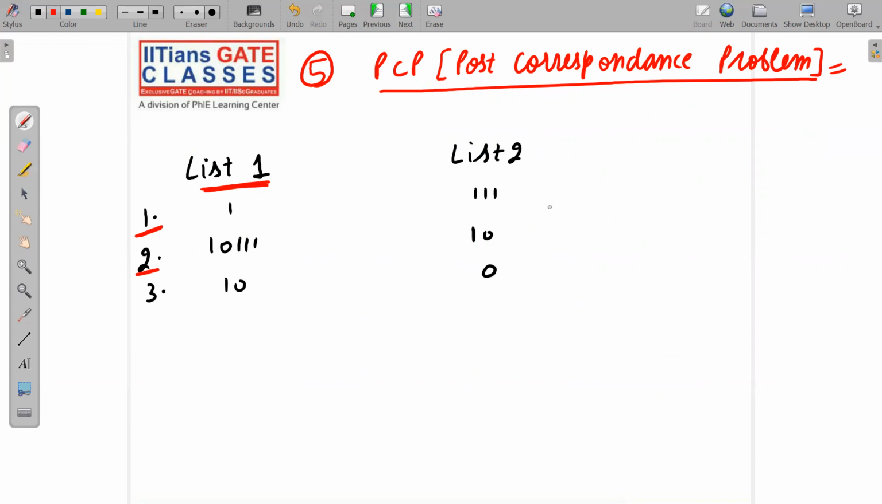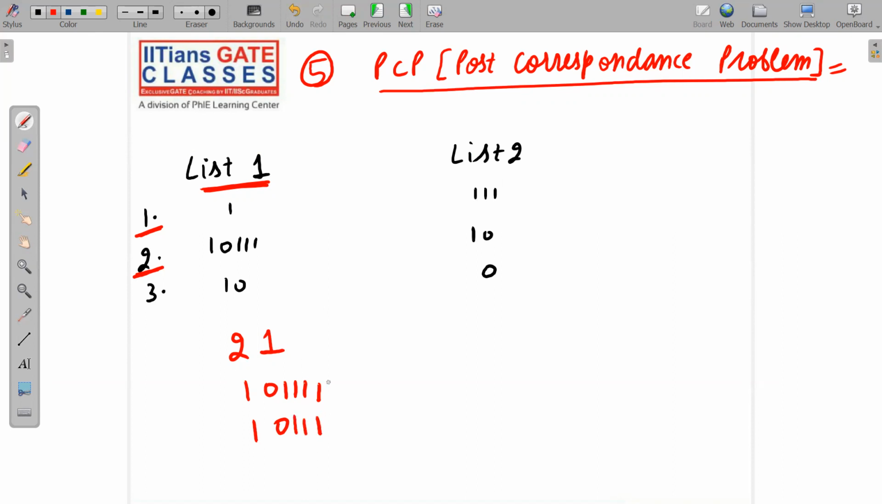For this problem, a solution means, if I apply number two, then from list one I will write 1. Let me write here 2. From list 2 I will write 111. Now I am sorry, 2 means what? From list 1 I will write 10111. From list 2 I will write 10. Now I am choosing 1, which means from list 1 I will write 1, and from list 2 I will write 111.